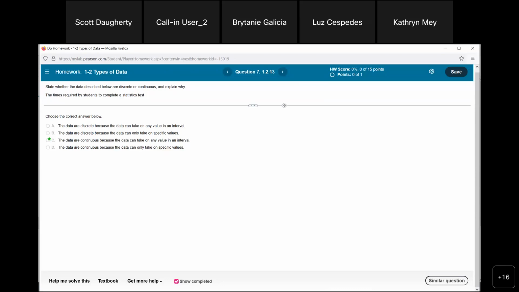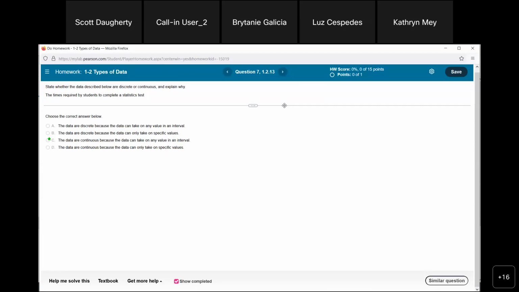Well, in this case, it's continuous because it could take you 1 hour, 22 minutes, and 34 seconds to take the test. But if I were to record it accurately, it could have been 1 hour, 23 minutes, and 34.2 seconds for you to take the test. So time evolves in a continuous fashion. It doesn't jump by seconds. It doesn't jump at all. It's continuously evolving. And so when I'm collecting times for students to take tests, technically I'm collecting continuous data.